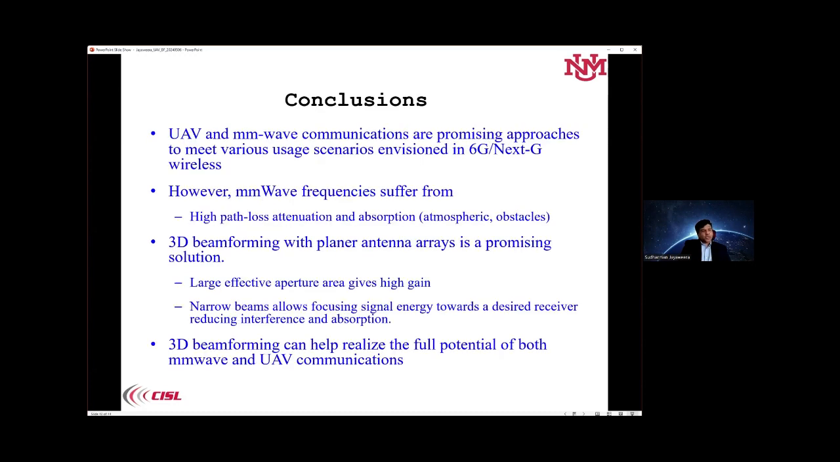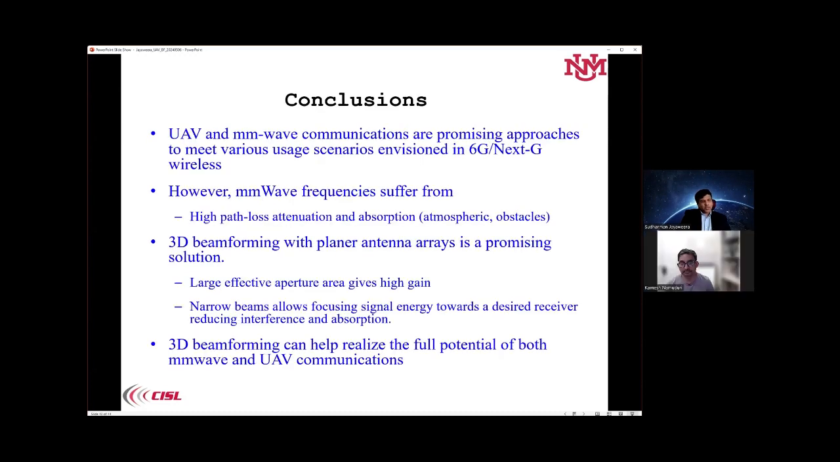So in conclusion, UAV and millimeter wave communications are promising approaches to meet various usage scenarios envisioned in the 6G wireless networks. But the millimeter wave frequencies, as we know, suffer from high path loss because of the high frequencies, and also certain frequencies are highly absorbed by the water and oxygen in the atmosphere.